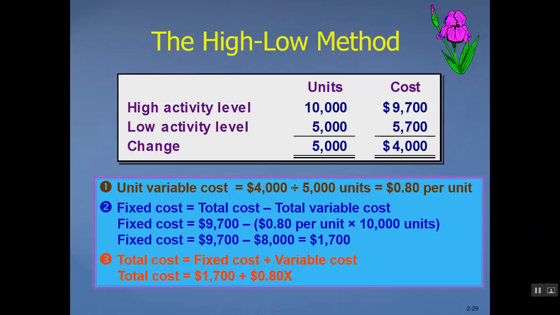Now you're able to calculate the total cost at any given level of production. Our total cost is going to be equal to a fixed cost of $1,700 plus 80 cents times the number of units.